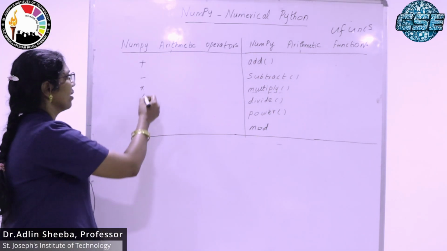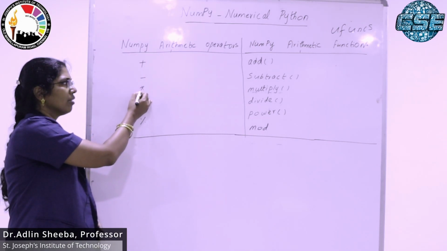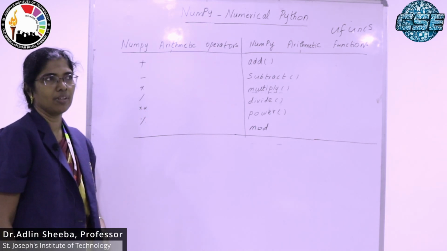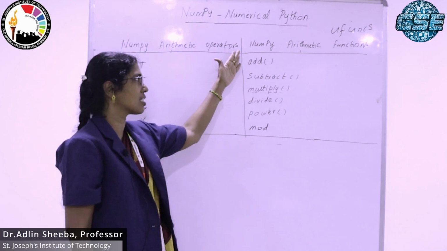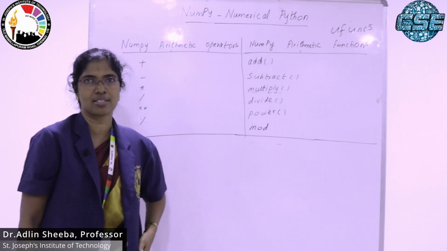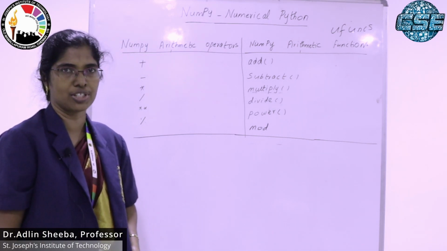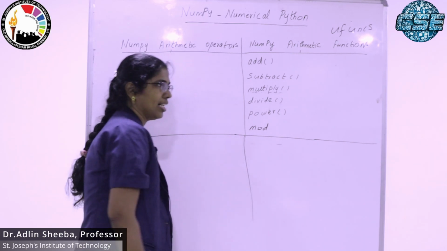Okay. So the arithmetic operators available are addition, subtraction, multiplication, division, power, and modulus. For this, we have the corresponding U functions. So the U functions are add, subtract, multiply, divide, power, and modulus. Now we are going to see an example for each of these U functions. The first thing we are going to see is addition.